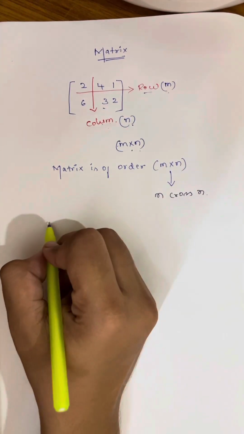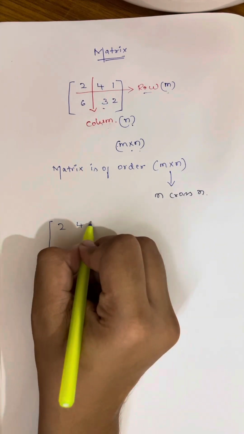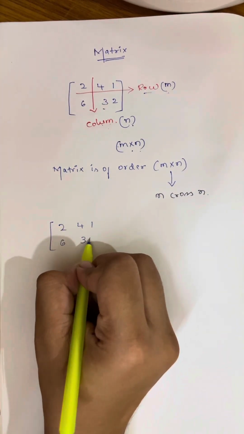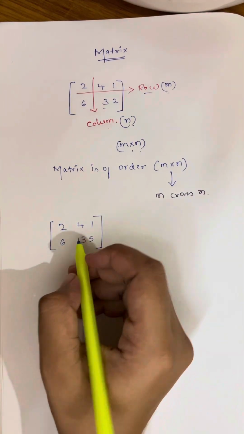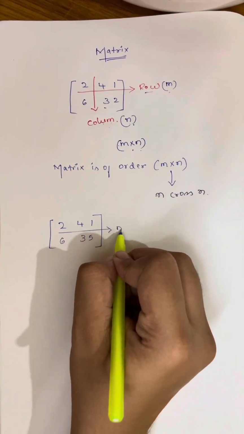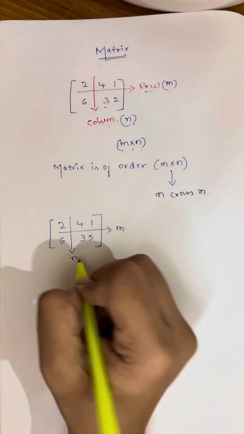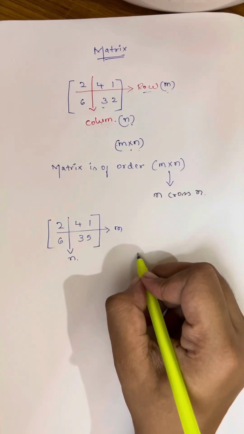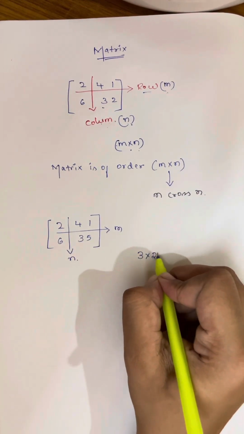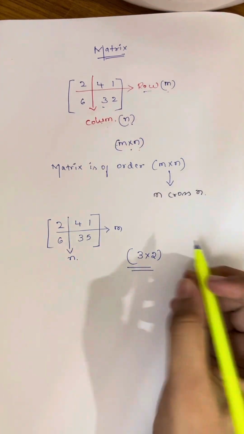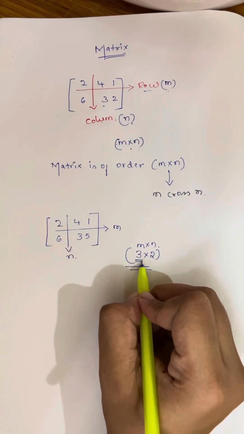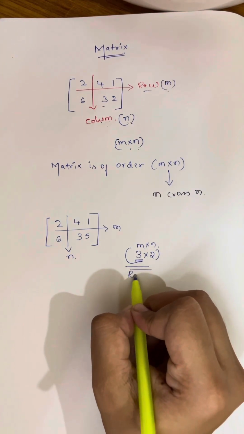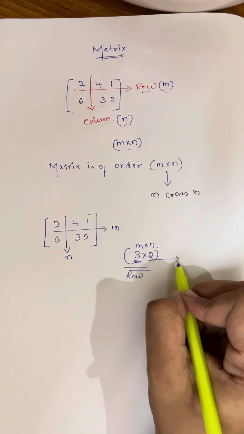For example, 2, 4, 1, 6, 3, 5 is a matrix. Here m is the number of rows and n is the number of columns. So it is 3 cross 2. M is nothing but the rows and n is nothing but the columns.